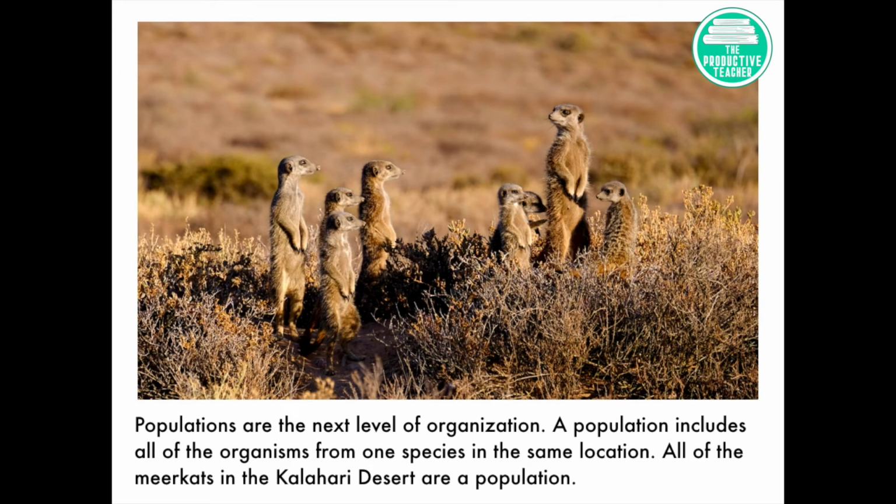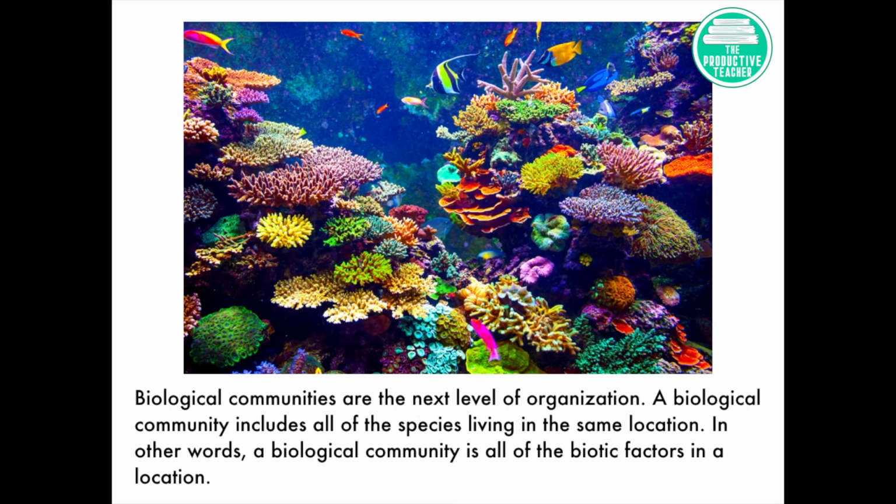Populations are the next level of organization. A population includes all of the organisms from one species in the same location. All of the meerkats in the Kalahari Desert are a population. Biological communities are the next level of organization. A biological community includes all of the species living in the same location. In other words, a biological community is all of the biotic factors in a location.